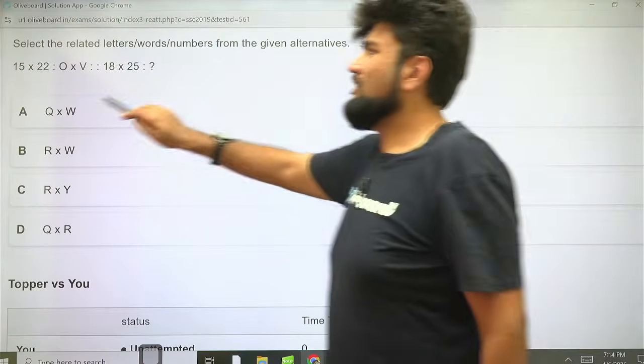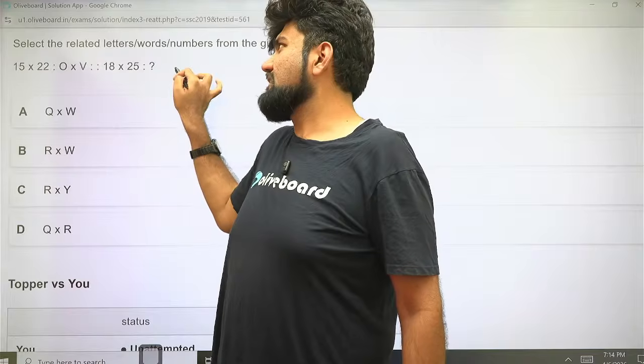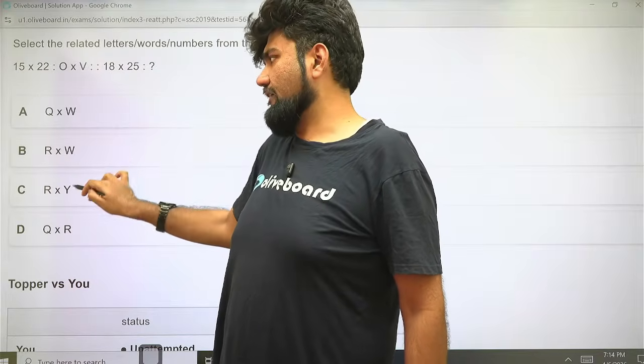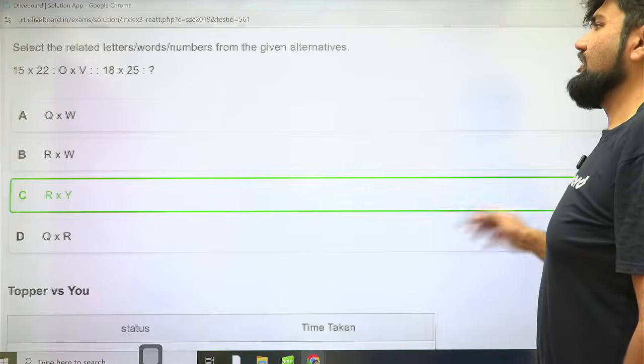This is pretty easy. 15 into 22 is O into V. 15 is O, 22 is V. 18 is R, 25 is Y. RY, option C. Easy. 16 seconds, perfect, fine. Next.